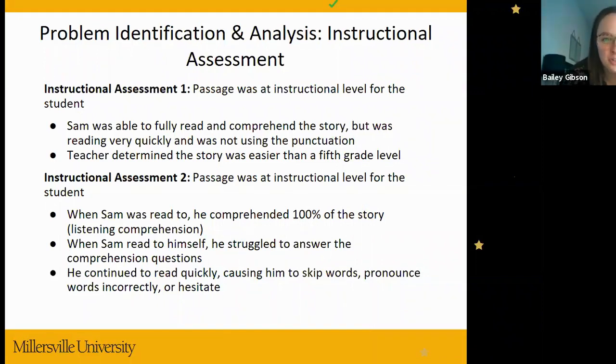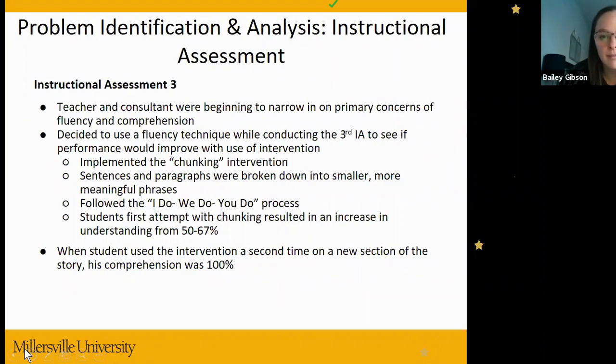So when that teacher did the screener, yeah, he met the benchmark for 5th grade, but he also was reading so quickly that he wasn't understanding what he was reading. So his comprehension was really low. So we went on to do a 3rd instructional assessment. And at this point, myself and the teacher were starting to discuss those concerns with fluency and comprehension. So we decided that we were going to implement an intervention, the chunking intervention.